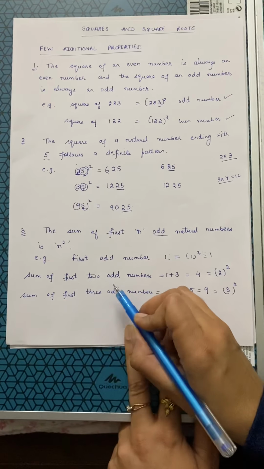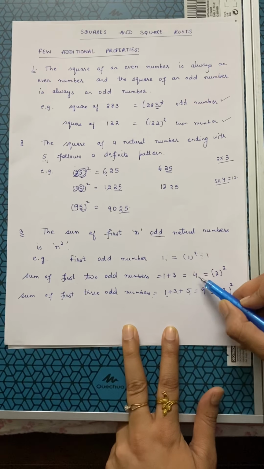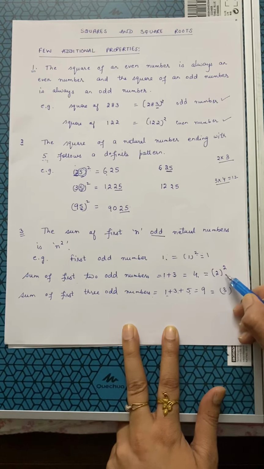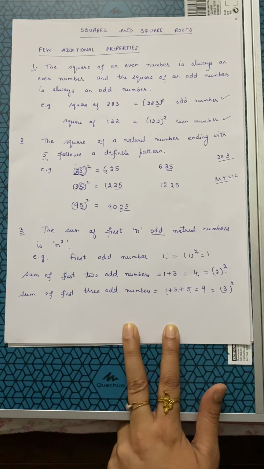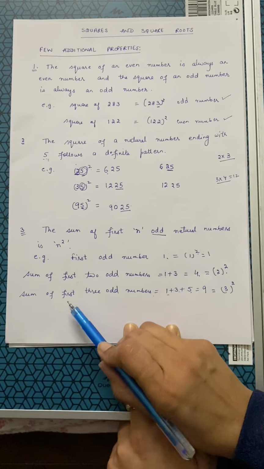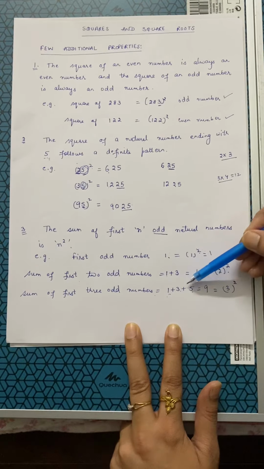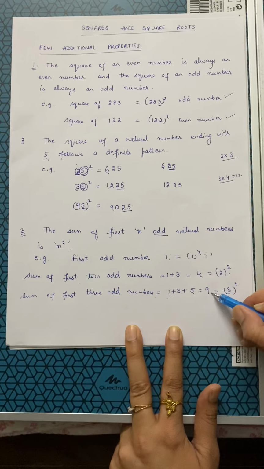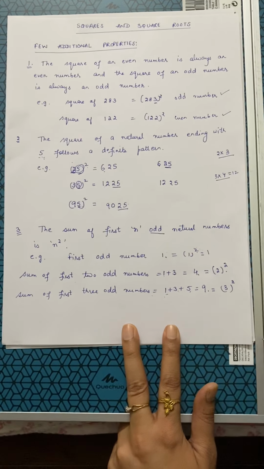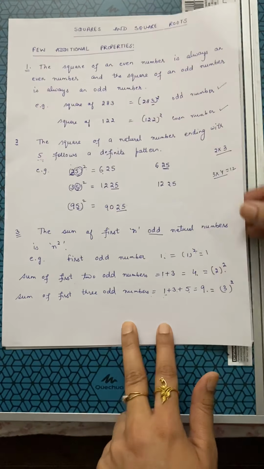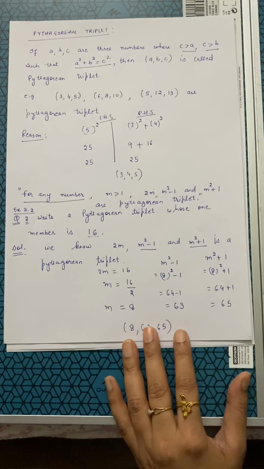Let us take the first two odd numbers, 1 and 3. The sum of 1 and 3 is 4, and 4 can always be written as 2 square. Next, the sum of the first 3 odd numbers. The first 3 odd numbers are 1, 3 and 5, and the sum comes out to be 9. 9 is nothing but the square of 3. So based on these properties, I've given you a few questions. Please try those questions as well.